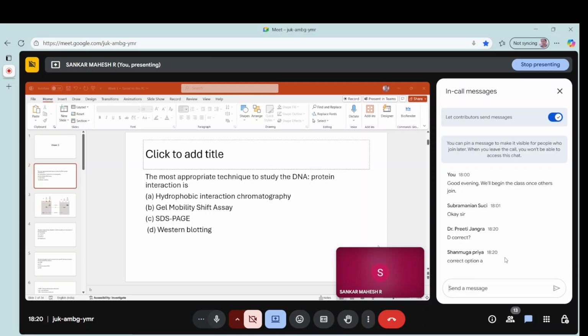Hello, sir. As we have learned previously, Southern hybridization is for DNA interactions, Northern for RNA, and Western for protein interactions. That is my answer, Western blotting. Okay, so can you briefly summarize what happens in Western blotting? We just take that gel and analyze it in Western blotting along with the DNA probes.